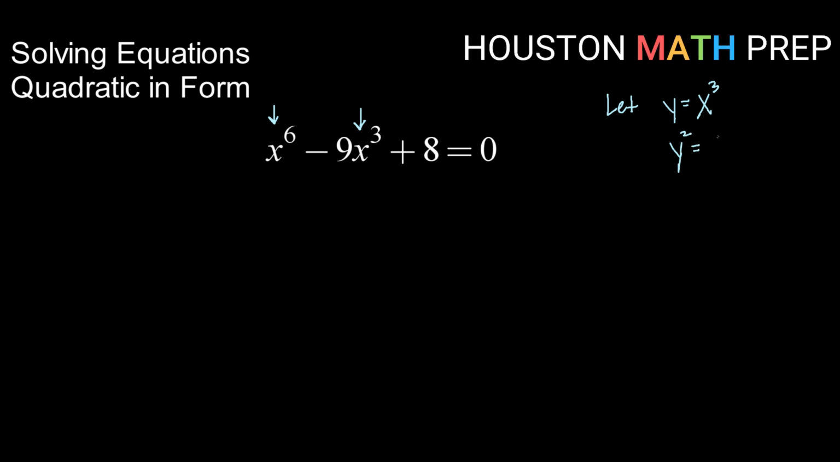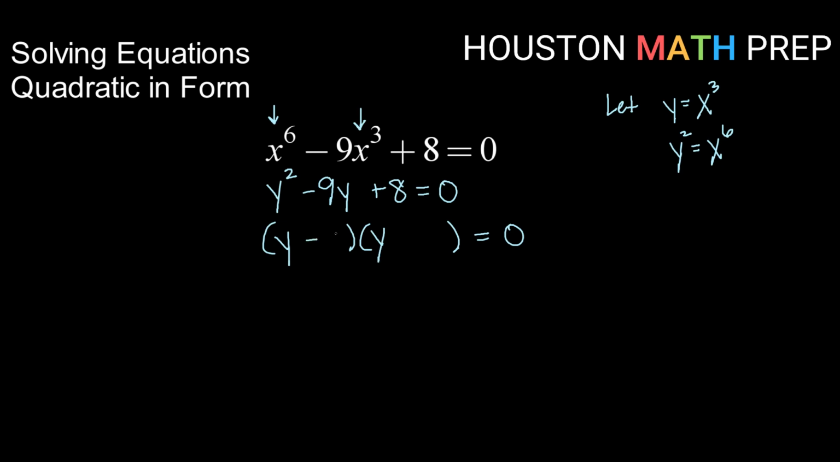Squaring both sides of that, we get that y squared would be x to the sixth. So using that substitution, we get y squared minus 9y plus 8 equals 0. That statement should look much more familiar as a regular quadratic equation that we're used to solving. Now at this point, we've learned many different solving methods, so you can use whatever one you prefer. I always would like to factor if something factors, and this one does. So I'm going to go ahead and factor this to y minus 1 times y minus 8.